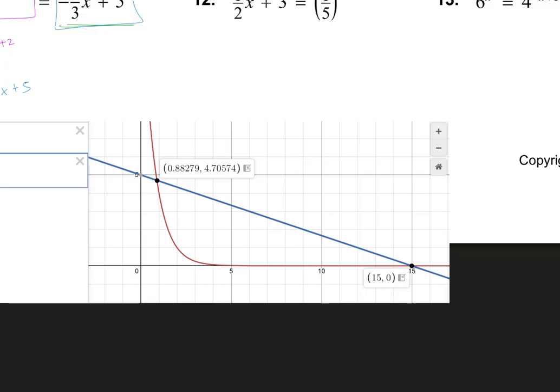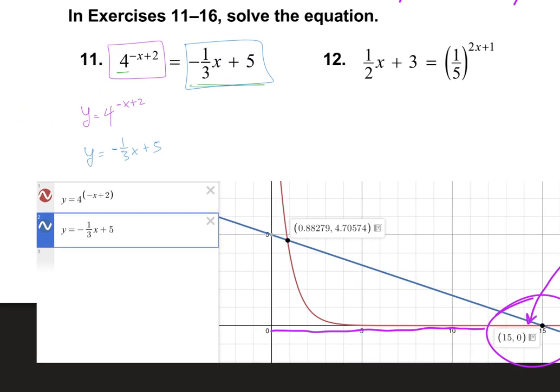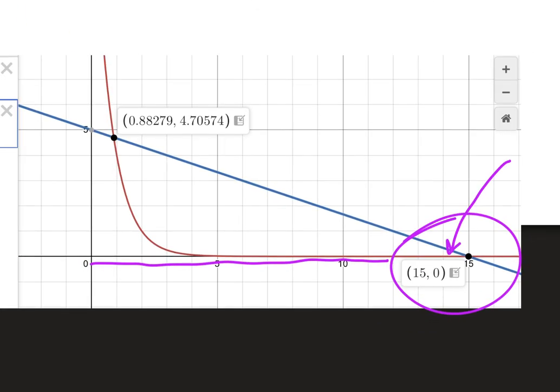And something I found interesting was like, oh my gosh, it crosses at 15-0? No, it doesn't. It crosses at 15, and Desmos was like, bro, I'm about to round to 0 because the number is so teeny, tiny. Because we know this thing is approaching 0, right? So all we're interested in is the fact that x is equal to 15, way out there.